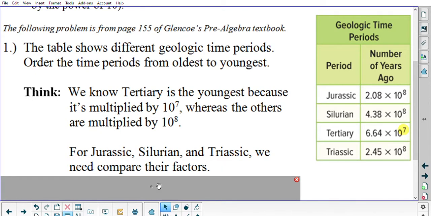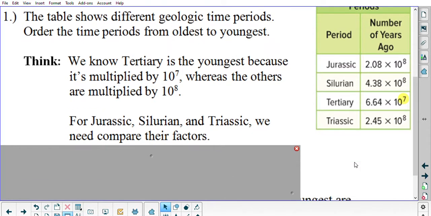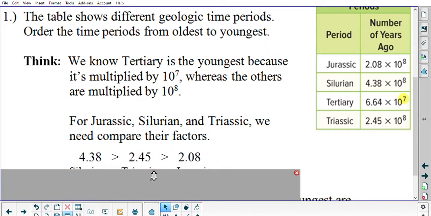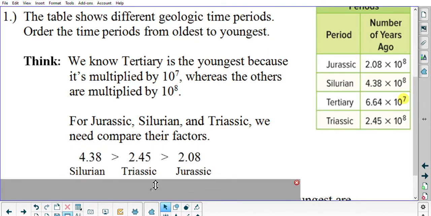We need to compare their factors, meaning the numbers that started these values here that were taken times 10 to a power. And you should notice that the biggest of those 3 factors was the 4.38, which was Silurian, then 2.45, which is Triassic's, and then finally 2.08. Again, I'm ignoring tertiary. Tertiary was times 10 to the 7th power. I already know that's the youngest from the group. I'm right now just looking at the ones that were times 10 to the 8th power.